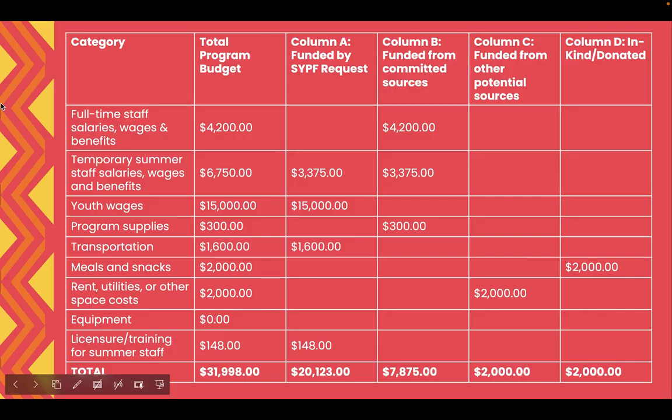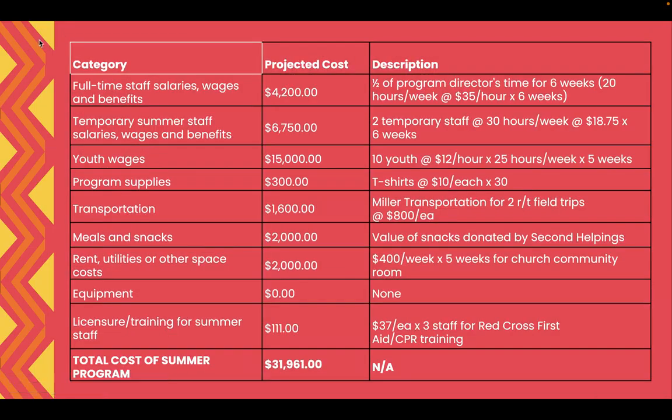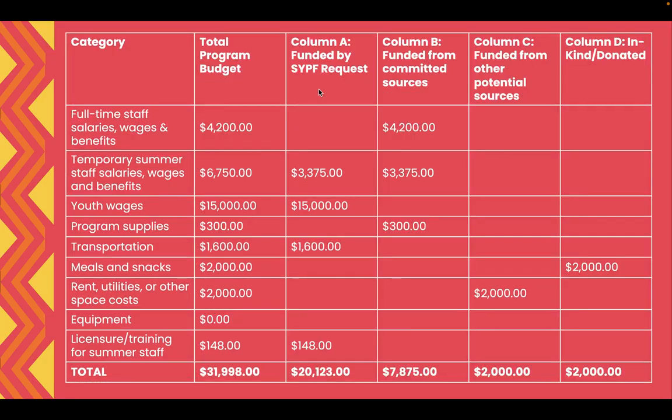So that's the difference between Table 1, which shows your total program budget, and Table 2, which shows what you're requesting from Summer Youth Program Fund, as well as how you're finding funding to cover the other costs of the program. And again, they are not requesting their full program budget, they are requesting a portion to the Summer Youth Program Fund.